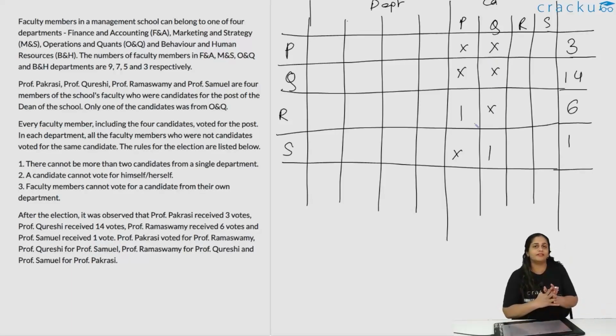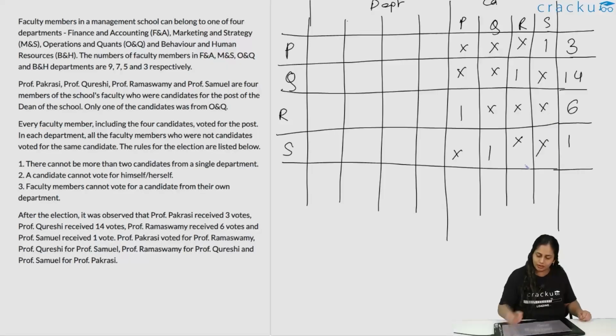So this is essentially how I would fill an arrangement table. The moment you put a tick or any particular vote over here, you're not going to have them vote for anybody else. You have Ramaswamy voted for Qureshi, so you have one vote over here, and everything else is going to be crossed out. And Samuel voted for Pakrasi, so you have one vote over here, and everything else is crossed out. So this is the information that I can conclude.